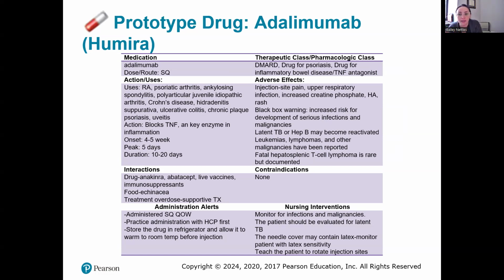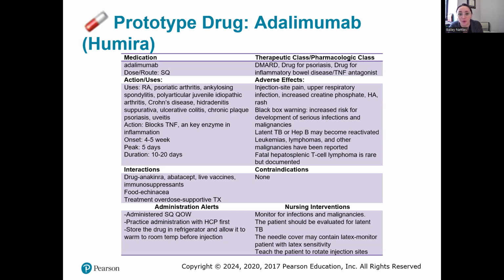They use it for all kinds of arthritis, all kinds of inflammation like Crohn's disease, ulcerative colitis, psoriasis. Okay, so it's not just for RA, but it blocks TNF, which is a key enzyme in inflammation. Okay, the onset is 4 to 5 days. So you're not even going to see maybe a little bit of an effect until 4 to 5 days, maybe even months. Once again, you can have injection site pain and reactions.